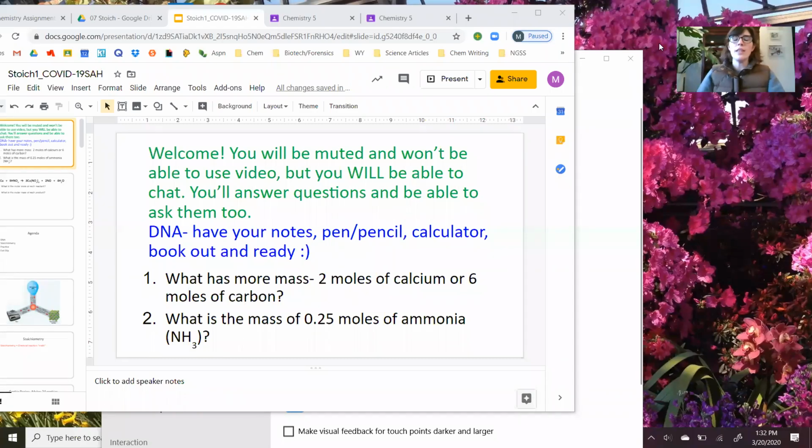And this is going to help you get a really good basis for what we are going to be doing later next week on stoichiometry. So, do you have a periodic table out and handy? Do you have notes? Do you have something to write with? And do you have a calculator as well? Get all that stuff out.